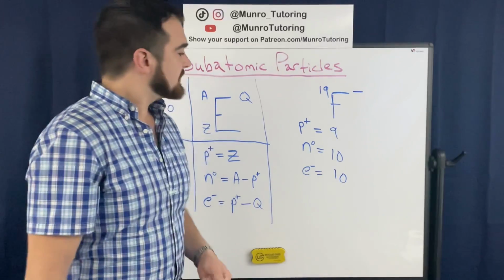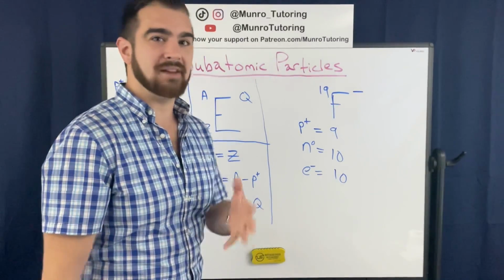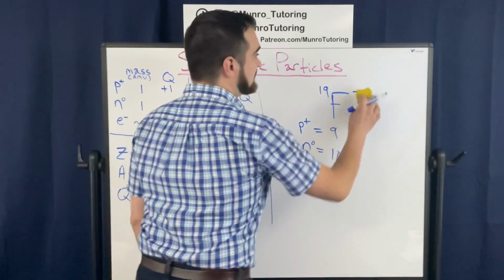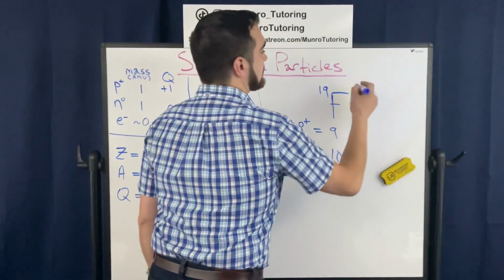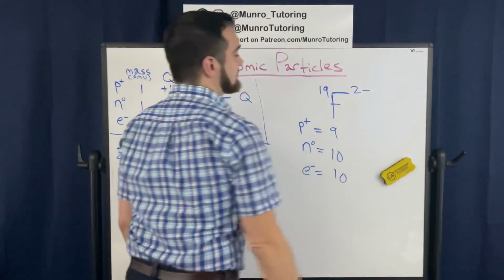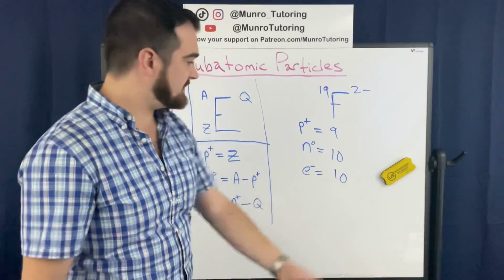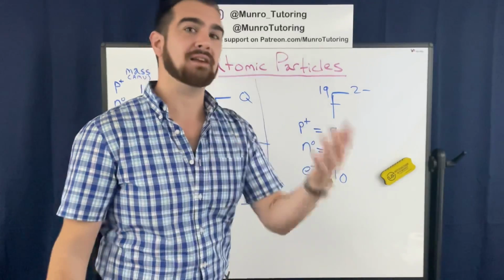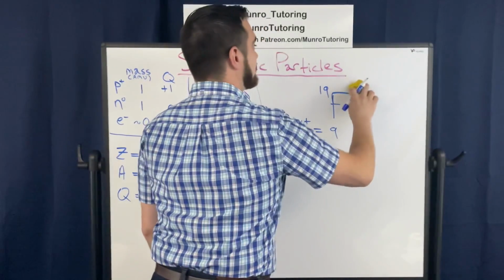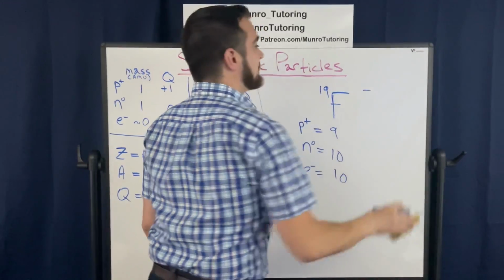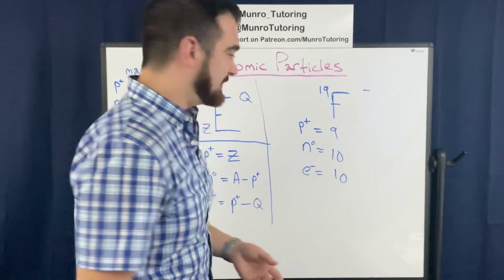So now, fluorine's really never going to have a -2 charge, but let's just pretend that this said 2 minus for a moment. Just to keep things simple, if it was 2 minus, now it has to have 2 extra electrons. And in that case, instead of being 10, it would be 11, right? But you're really not going to see that for fluorine. And we can talk about why in a later video.